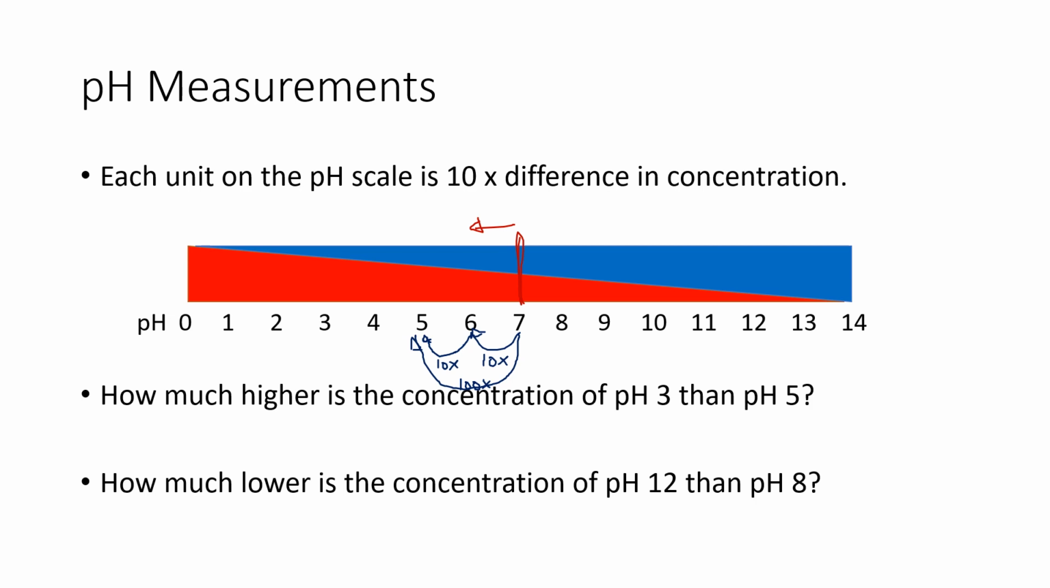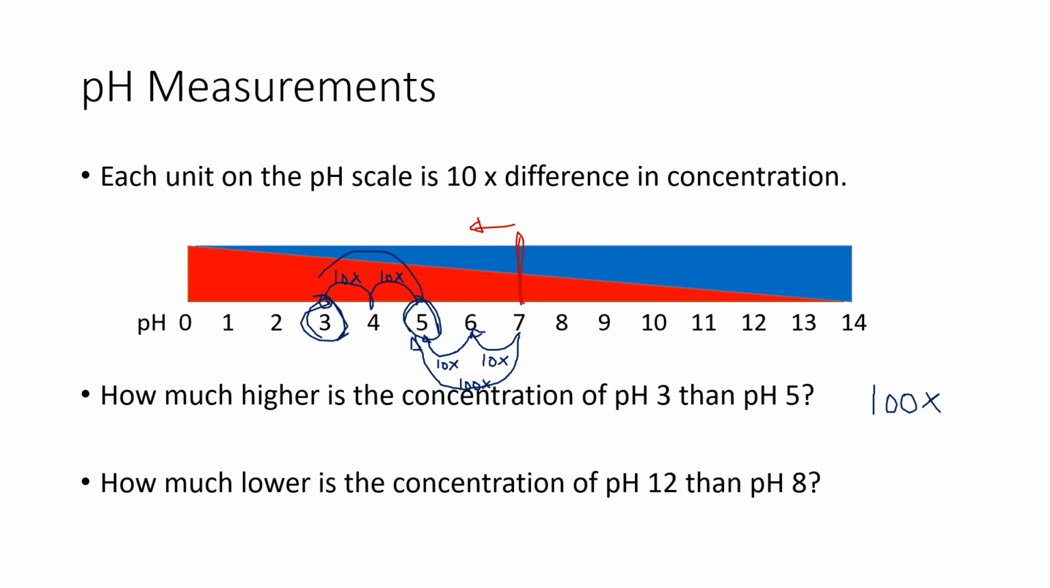So here's a couple questions to help sort this out with you. It says, how much higher is the concentration of pH 3, so this guy, than in pH 5, this guy? And so you can go 1, 2 steps, and each step is 10 times, so that's 10 times 10, which is 100 times. So you would say 100 times more or higher concentration.